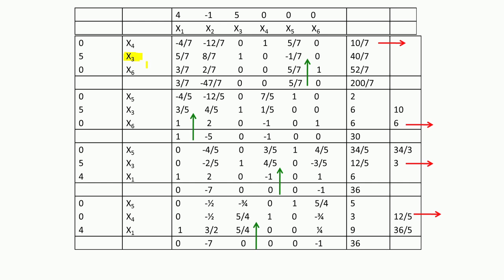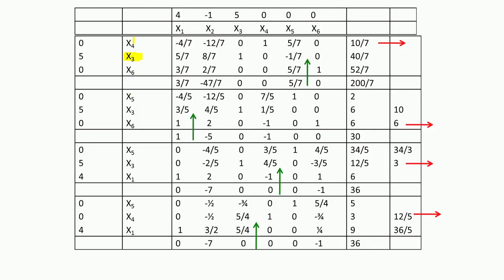Now, when we do this, the next iteration, which is the third iteration of this problem, you realize that x4, x3 and x6 are the basic variables. Now, when we complete the iteration, we have a solution. X4 is equal to 10 by 7, x3 is equal to 40 by 7 and x6 is equal to 52 by 7 with the objective function value 200 by 7. Now, the Cj minus Zj values are 3 by 7, minus 47 by 7 and 5 by 7 with x3, x4 and x6, which are the basic variables, having 0 as Cj minus Zj.